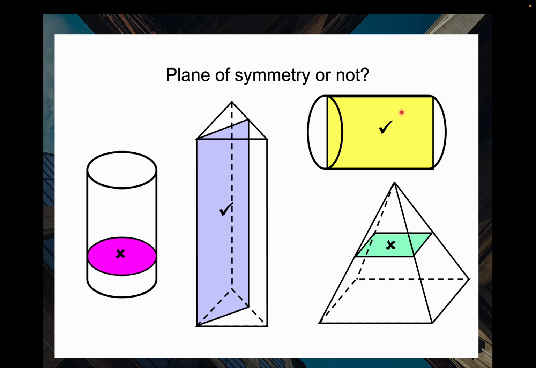As you can see for the cylinder over here, I have a plane of symmetry, one that cuts the cylinder into two pieces, and that piece perfectly fits the other. And for the rectangular pyramid, it's not a plane of symmetry, as this piece is obviously not going to be the same as the piece we have over here. And this is the frustum.